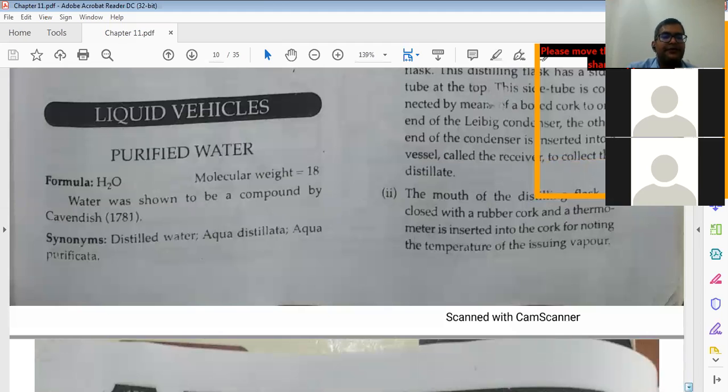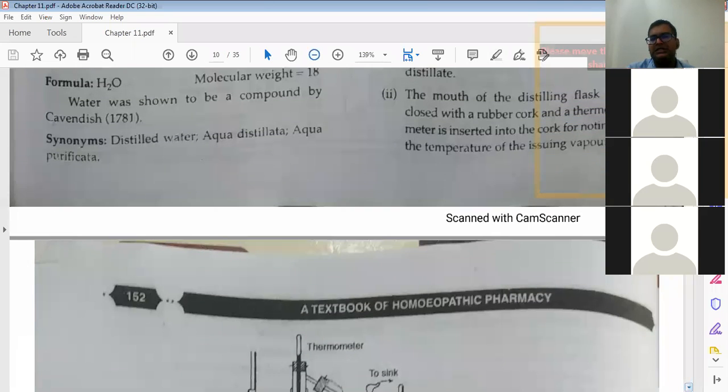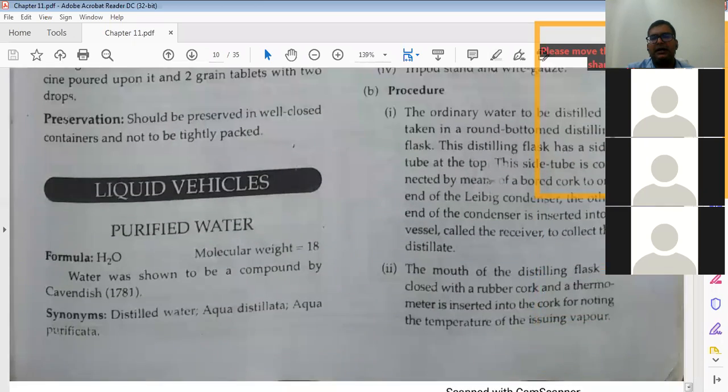Purified water: you already know about water, H2O, with a molecular weight of 18. This compound was identified by Cavendish in 1781. You already know about all these things, so there is no need to go further into these parts.